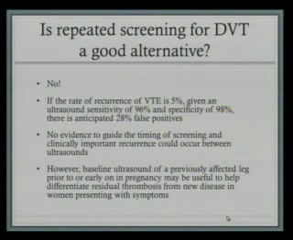But it's a good idea in someone who's had a previous clot in their leg, because it can help distinguish between the residual clot and any new blood clots that are forming.